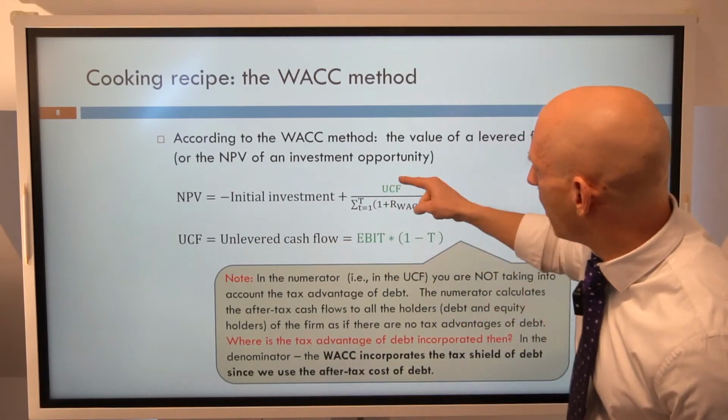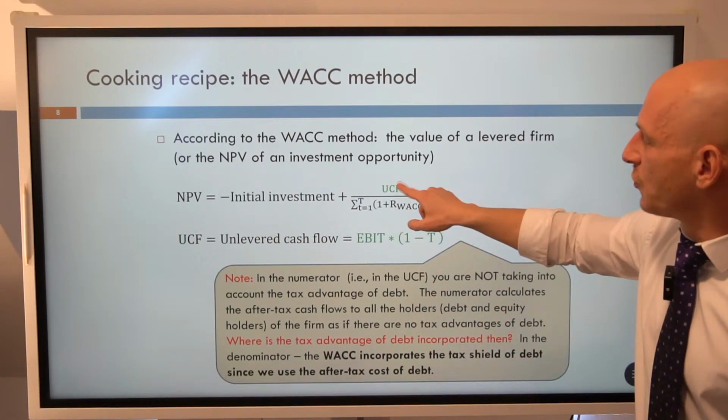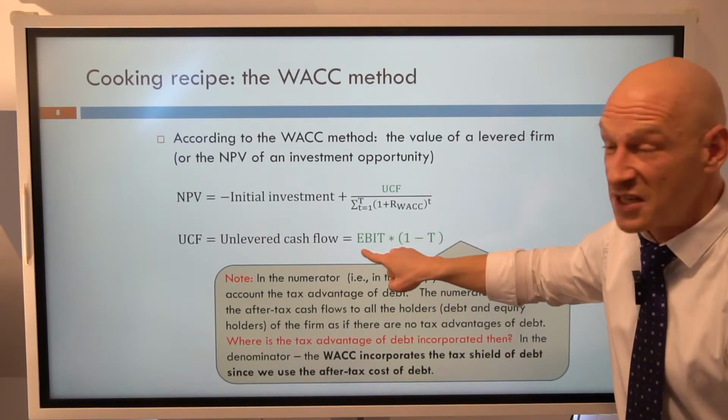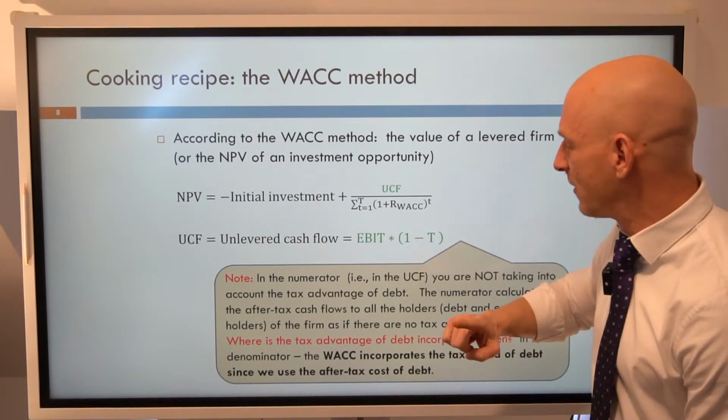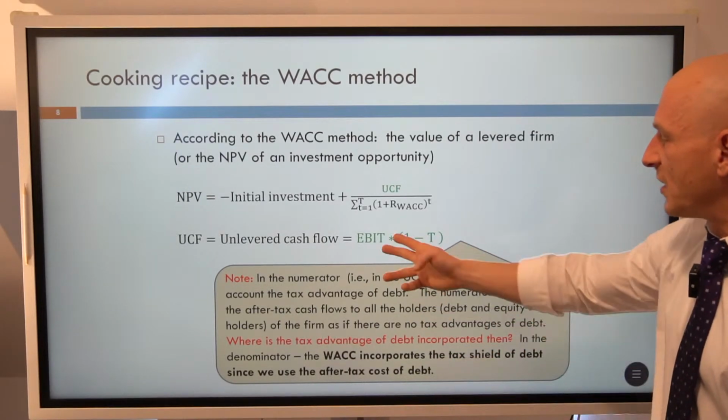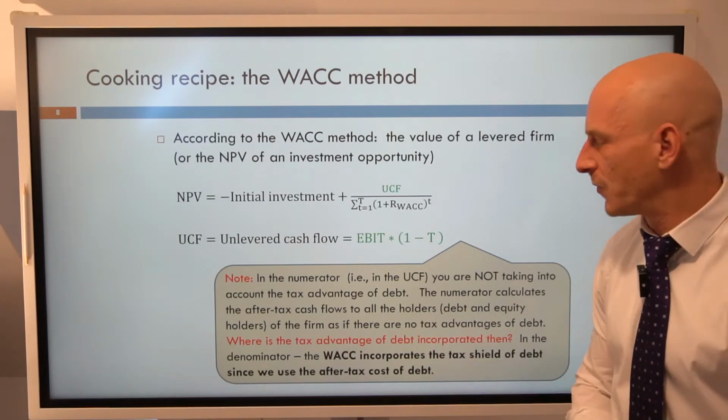So this is how you have to read it. The UCF has to be replaced with this calculation: EBIT, so earnings before interest and taxes, multiplied with 1 minus the corporate tax rate. So this will give us the unlevered cash flow.